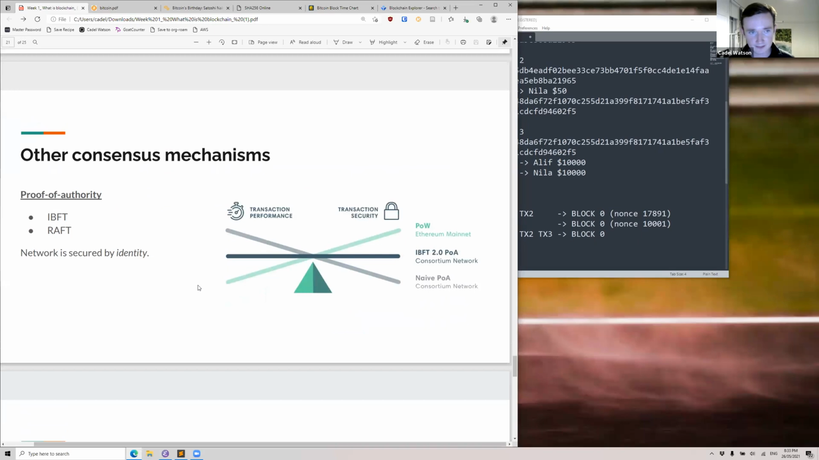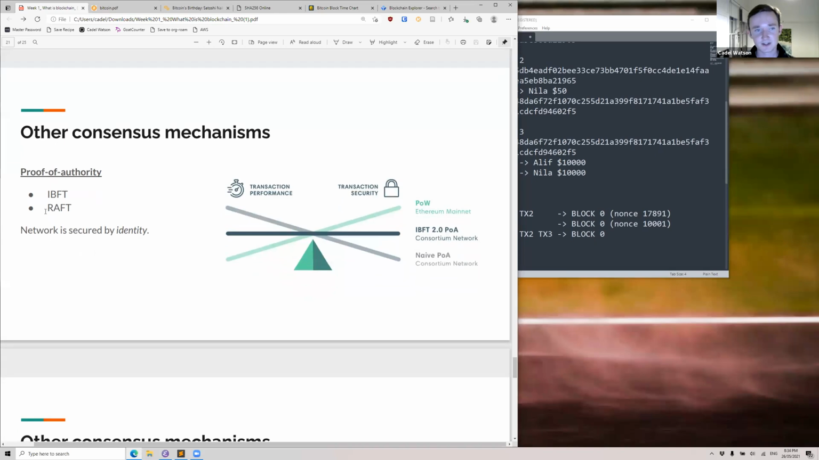Let's go on now to other consensus mechanisms. So remember, consensus in general is just about making it hard or impossible for 51% of the nodes in the network to agree to break the rules. It makes it really, really hard to take over half the network. Proof of work is the most common, but it's not the only consensus mechanism. So another one that we have, or another family of consensus algorithms, is called proof of authority.